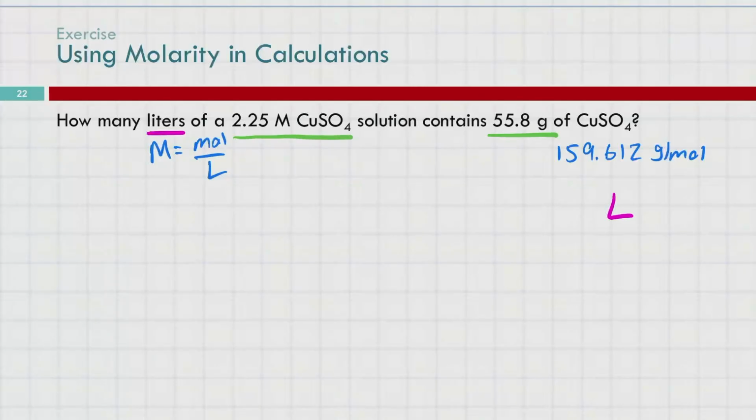I like to start with the simpler unit. You don't have to, technically, but it just feels nicer to me. Which of these is the simpler unit, grams or molarity? Grams. Grams is 1 unit. Molarity is secretly 2 units in a trench coat. So 55.8 grams CuSO4.